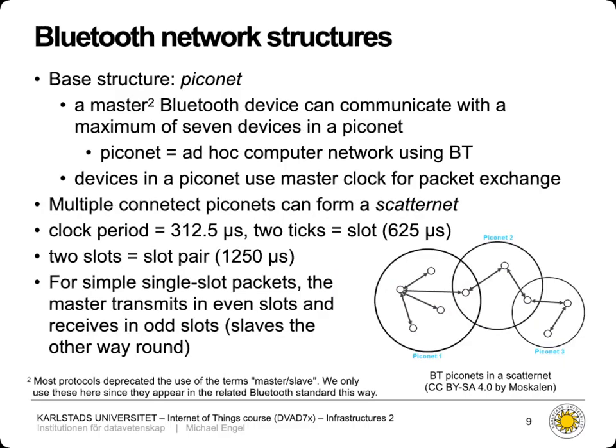So in Bluetooth, you can have different network structures. The base structure for Bluetooth networks is a piconet, and a piconet means that we have a designated master device. Sorry for using master again, but it's standard. This master Bluetooth device can communicate with a small number of devices, a maximum of 7 devices in such a piconet. A piconet is an ad hoc computer network using Bluetooth, so we don't need any manual address configuration like with Ethernet or Wi-Fi. This is something that happens automatically. And this clocking, of course, is very critical for the frequency hopping. So all devices in a piconet use a master clock that's provided by the master.